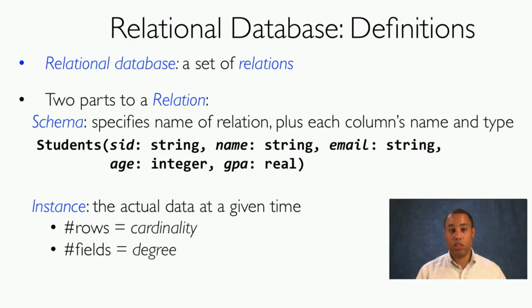The second part to a relation is an instance, and this is the actual data at any given time. And this has two characteristics. The first is the cardinality, or the number of rows, and the second is the degree or number of fields in that instance.